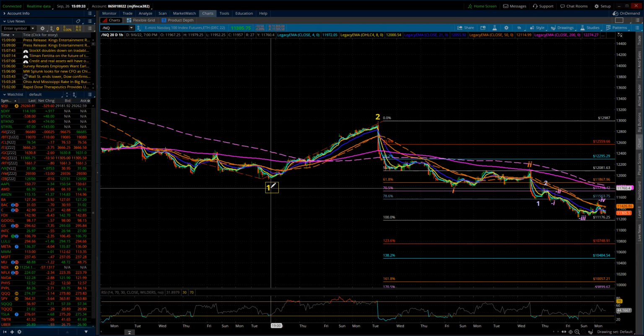And now intermediate third, but now we're inside the minor third and we're inside the minute third. So we're in a 3 of a 3 of a 3. So yes, we would expect a lot of power, but because of the subdivisions, and we've actually had 4, it takes more time to just work through each one of those individual smaller waves.